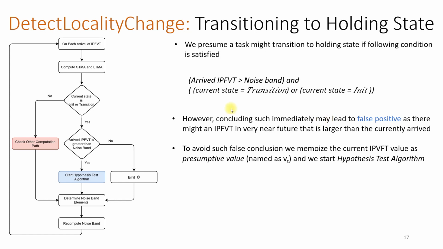Similarly, for the holding state, we check a similar condition where the arrived IPFET value is greater than the noise band and the current state is either transition or init. Then we don't immediately declare the state as holding, because we want to avoid false positives, as there may be an element in the future IPFET values that is larger than the currently arrived one. So to avoid such a false conclusion, we declare the current IPFET value that satisfied this condition as a presumptive value, and we memoize it in the VT variable, and then we start the hypothesis test algorithm.